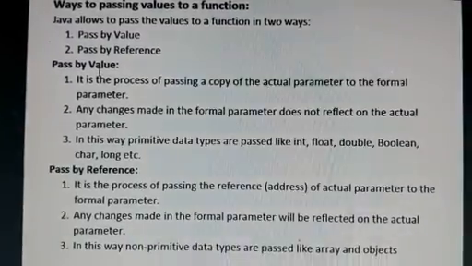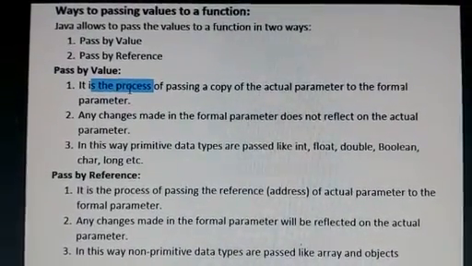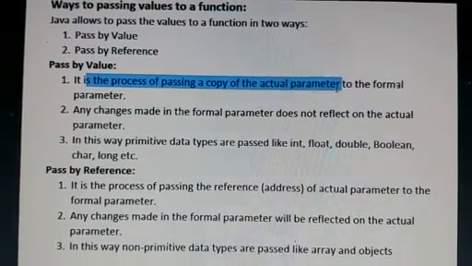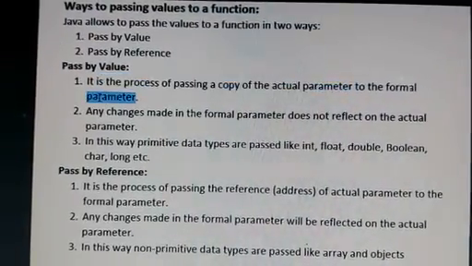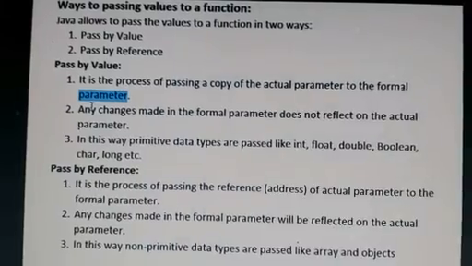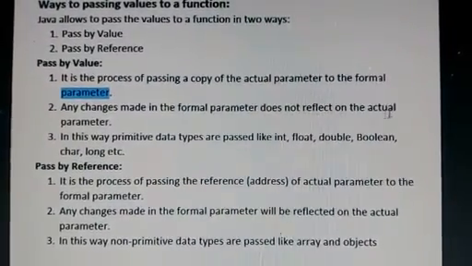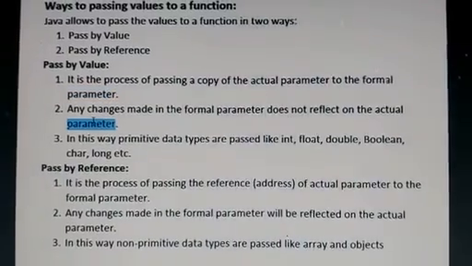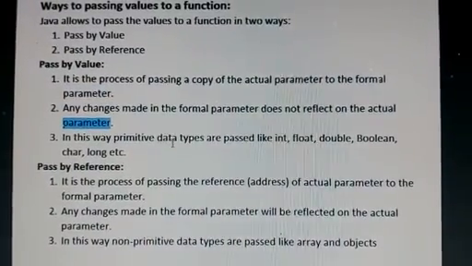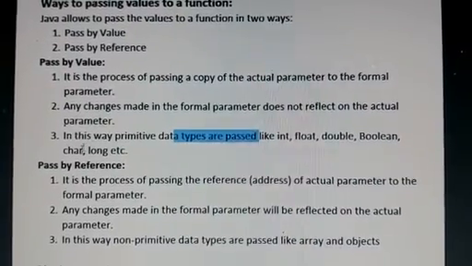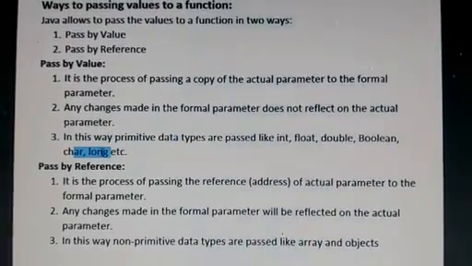Now come to pass by value. So what is the definition here? Pass by value is the process of passing a copy of the actual parameter to the formal parameter. And second point, any changes made in the formal parameter do not reflect on the actual parameter. And in this process, only the primitive data types are passed, like int, float, double, boolean, char, long, etc.